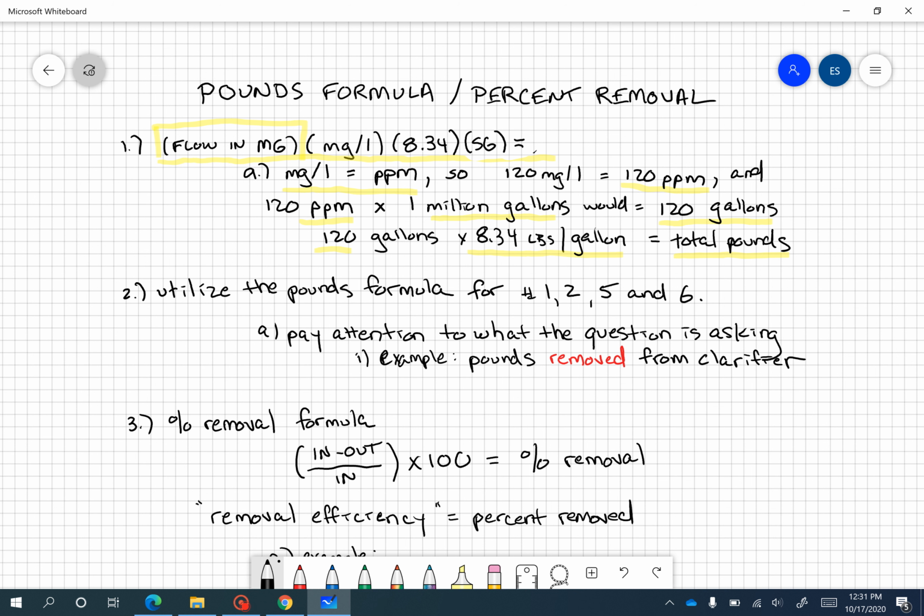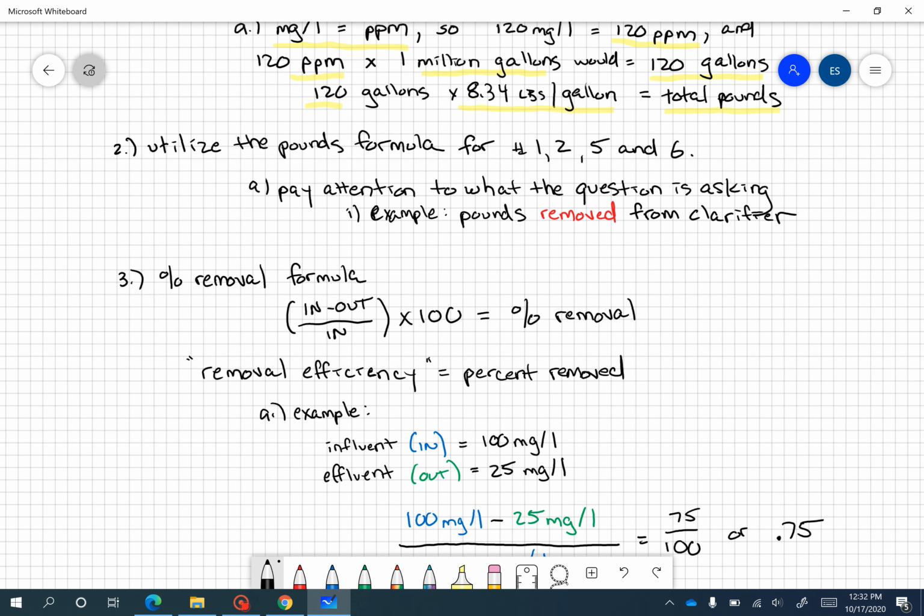Almost all of the pounds formula questions that you're going to be doing from here on out are going to be with a substance that has a specific gravity of 1. So most of the time we can ignore the specific gravity. And if the specific gravity is not 1, you'll be given that in the information to solve the problem. So in looking at these problems in Chapter 5, as far as sedimentation and solids loading rate, you can use the pounds formula for problems 1, 2, 5, and 6. You have to calculate pounds.